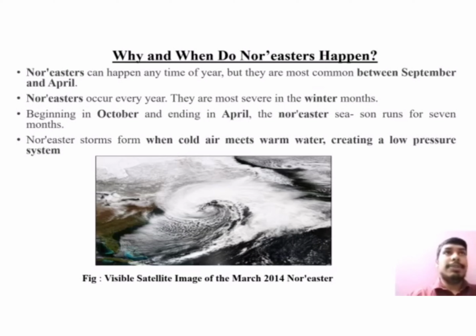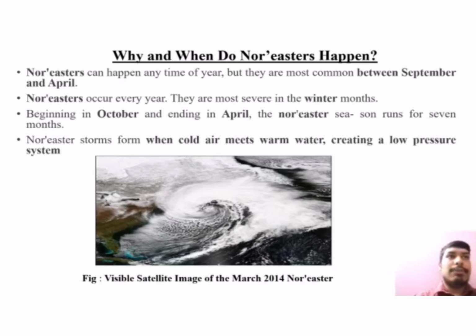Here we see the visible satellite image of the March 2010 nor'easter. A nor'easter is a storm along the east coast of North America. These storms may occur at any time of year but are most frequent and most violent between September and April. Beginning in October and ending in April, the nor'easter season runs for 7 months.